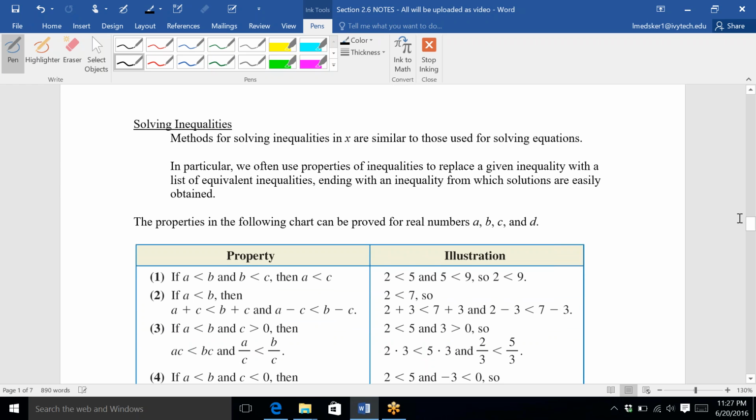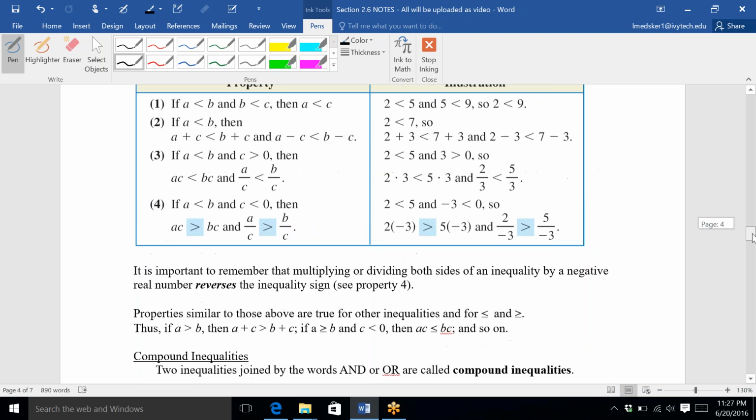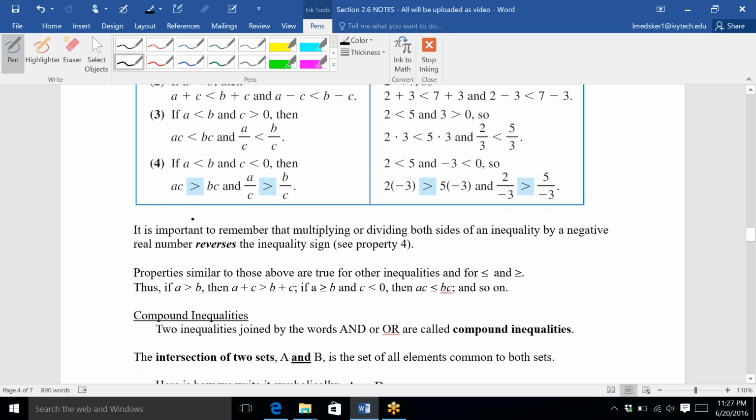If you want to solve an inequality, you just have to get x by itself. The only trick is there's one rule that we have to be careful about. You can pretty much solve these just like regular equations, but if you multiply or divide both sides of an inequality by a negative number, it reverses the inequality's sign.